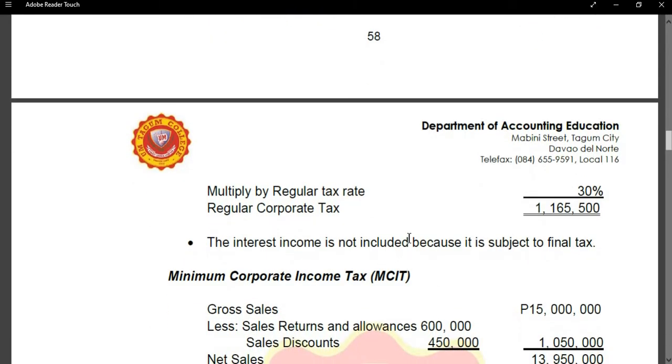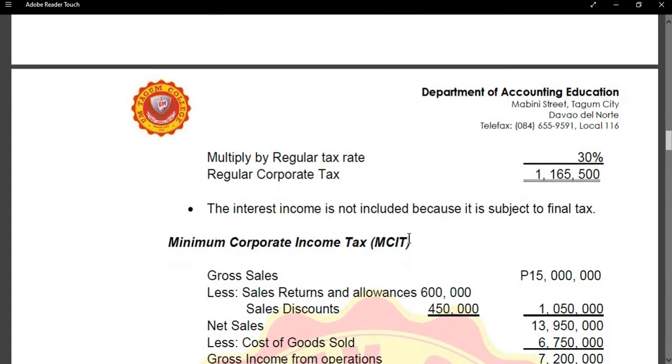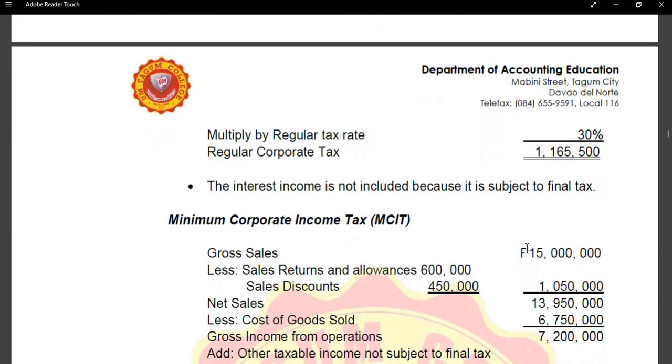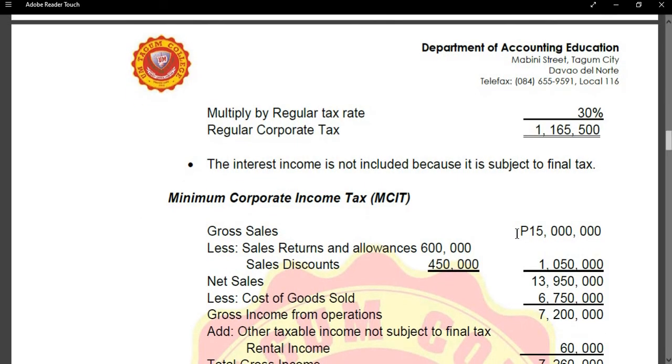So again, the interest is not included because it is subject to final tax. This again, interest income is a passive income subject to final tax. Now, nag-compute na tayo ng regular corporate tax. Since sa fifth year na siya, fifth year of operation na siya, nag-start na si MCIT. So we have to compute. Kailangan talaga natin mag-compute ng MCIT kasi qualified siya or he is a domestic corporation. So mag-apply si MCIT. Okay?